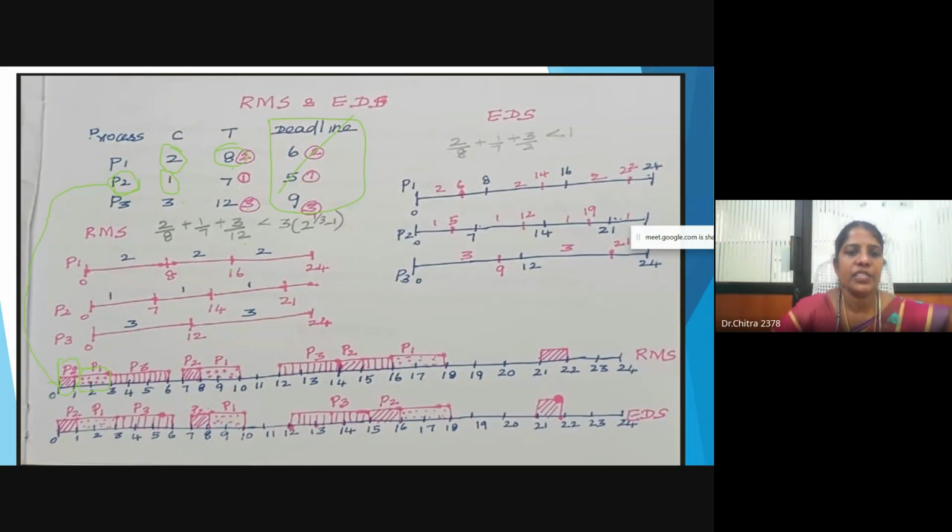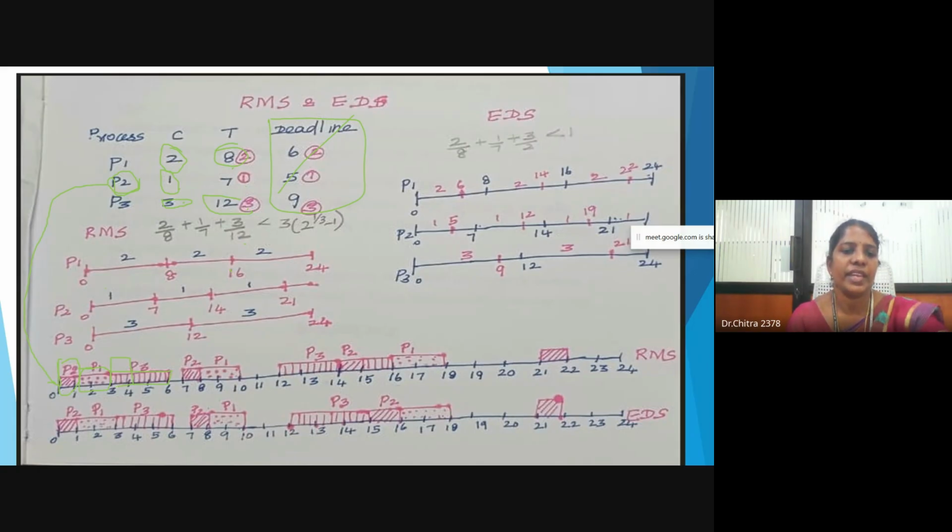Okay. The next priority is given to P3. P3 requires 3 burst cycles, so 3, 4, 5, 6. So 3 burst cycles are given to P3, and it is executed without any preemption or disturbance. All the processes are executed.